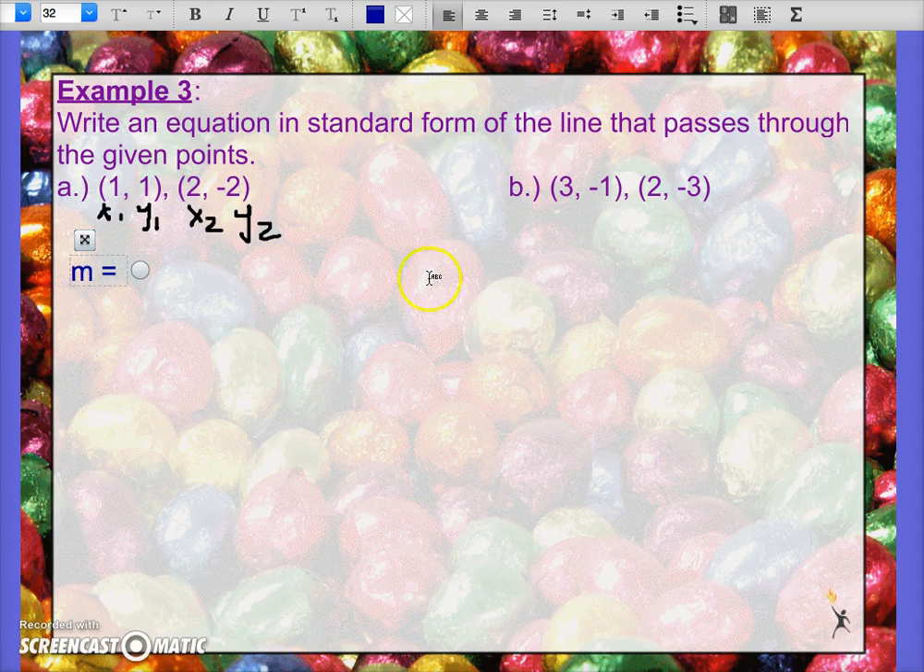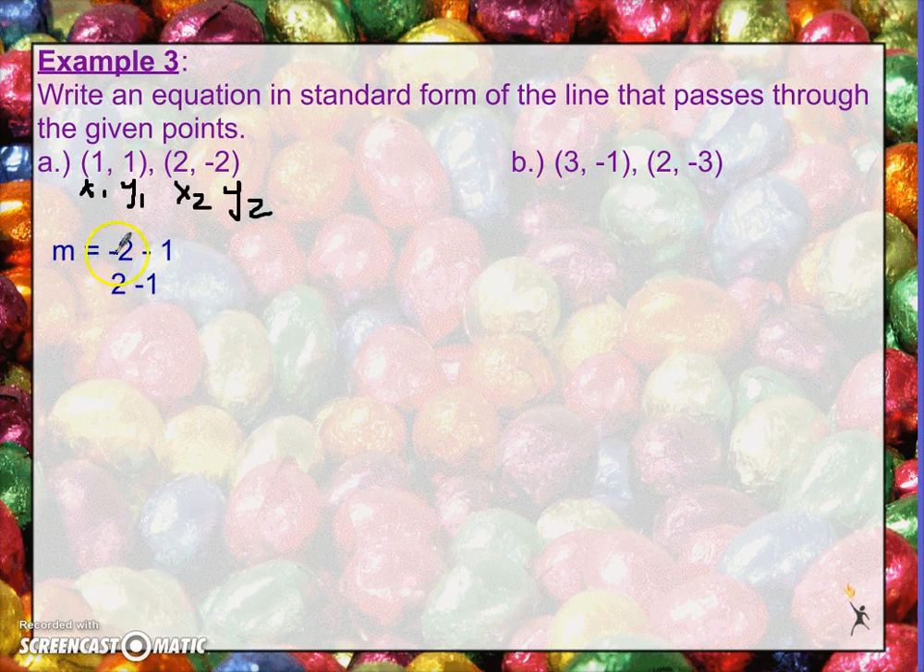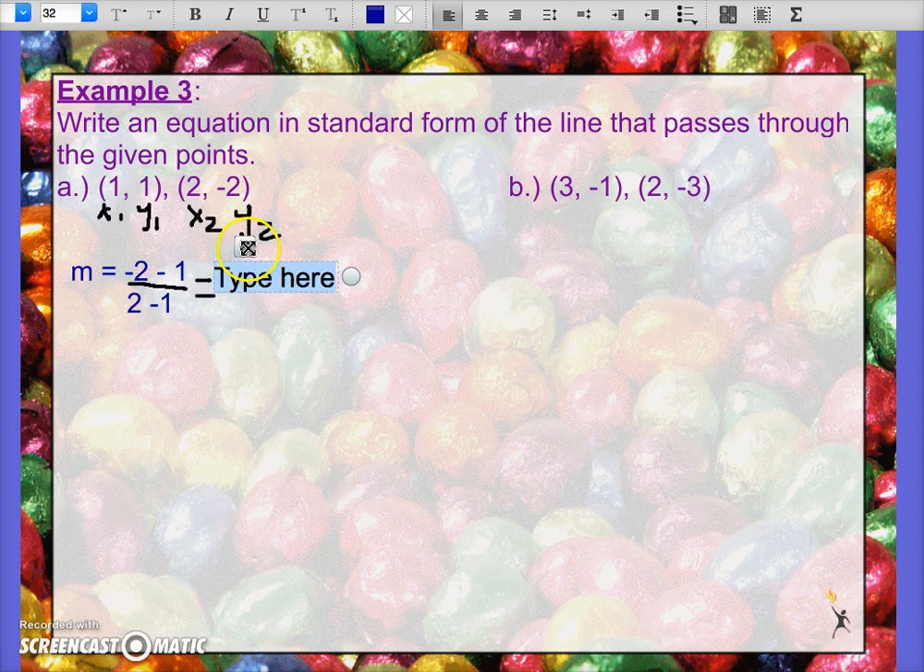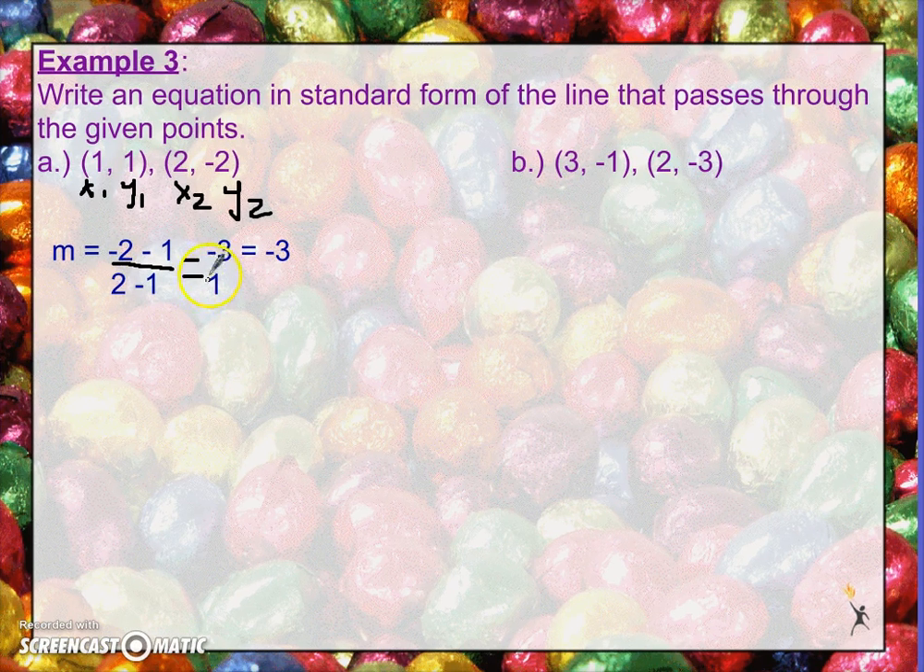So if you remember, it's y2 minus y1, -2 minus 1, over x2 minus x1. And let's make a little fraction here. Okay, and what we get is -3 over 1, which equals -3. Oh, my little fraction bar. All right, so my slope is -3.